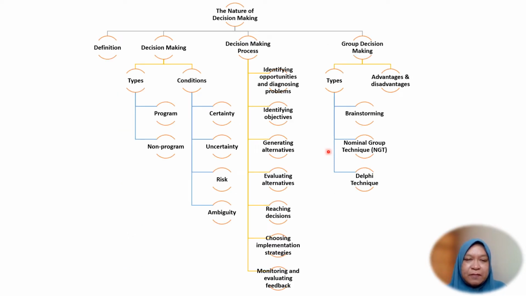I've also prepared the diagram or the charts for the chapter. Basically, the first thing that we're going to look at is the definition of decision making. Then there are types and conditions of decision making, and then we're going to see how to make the decisions, the decision making process, and also about group decision making.